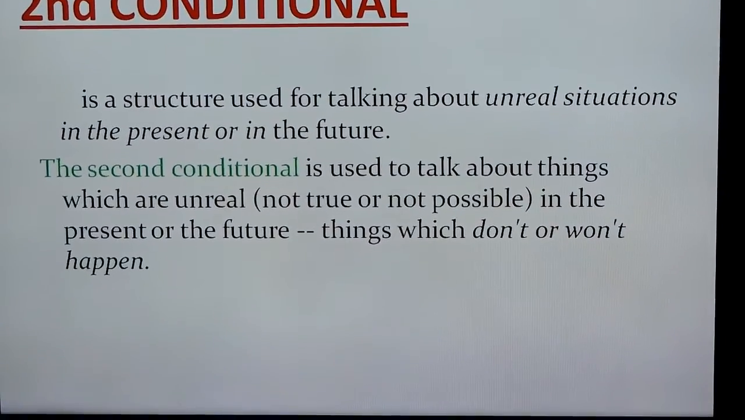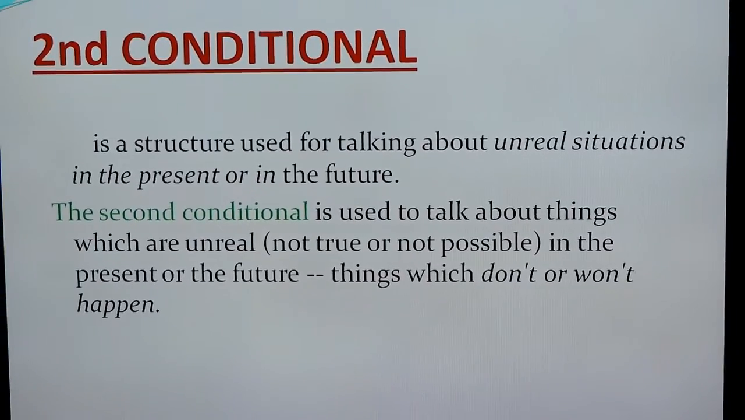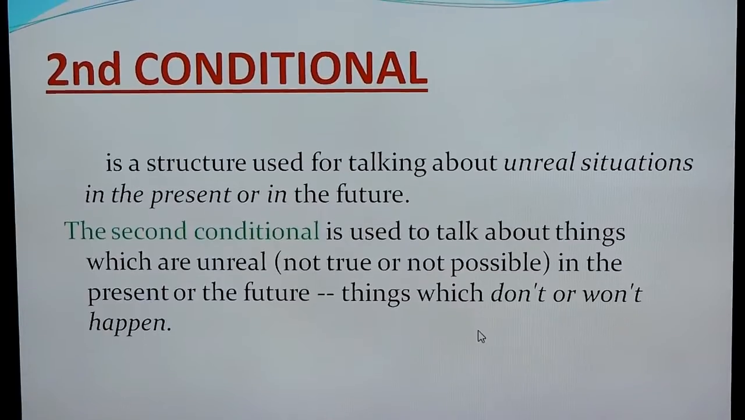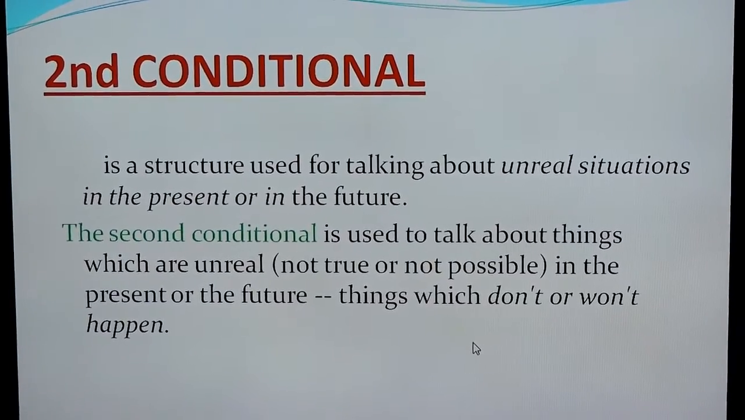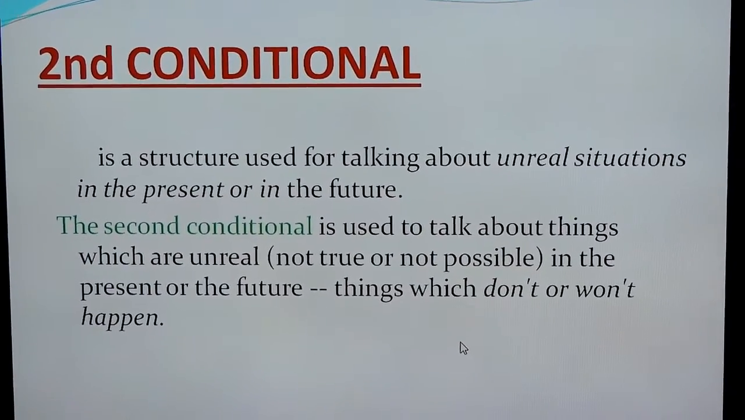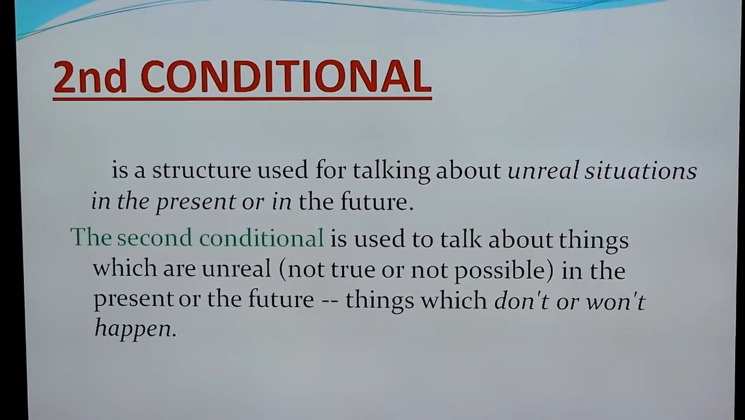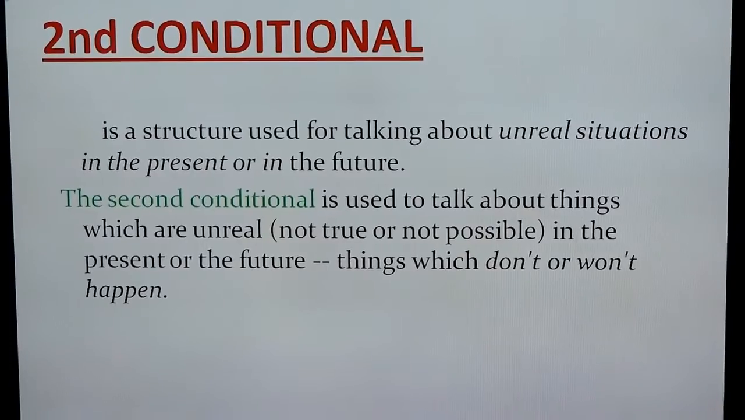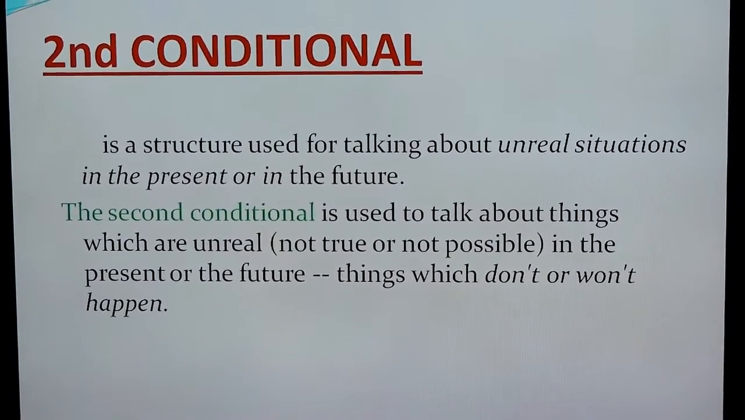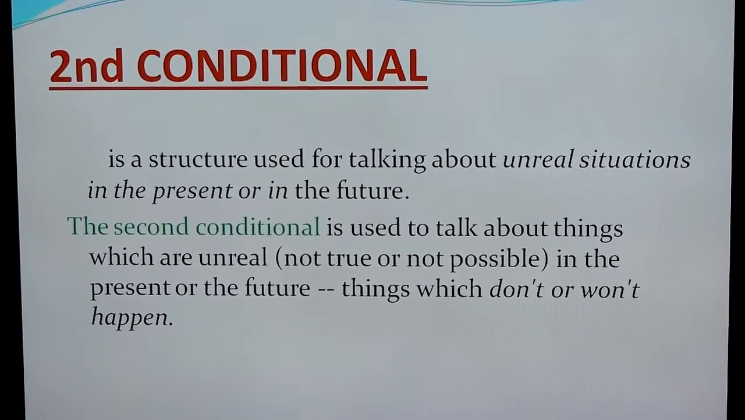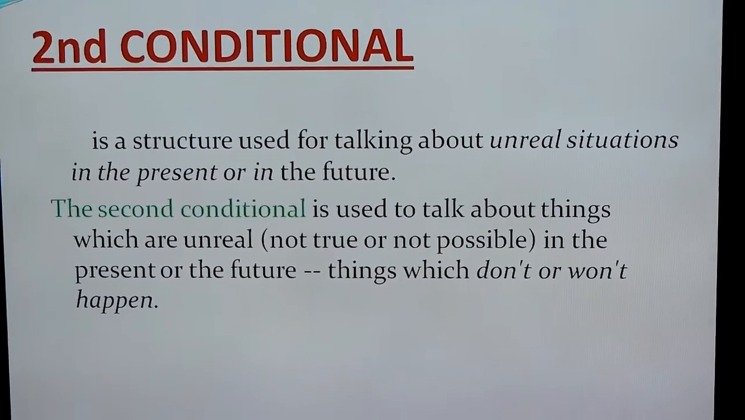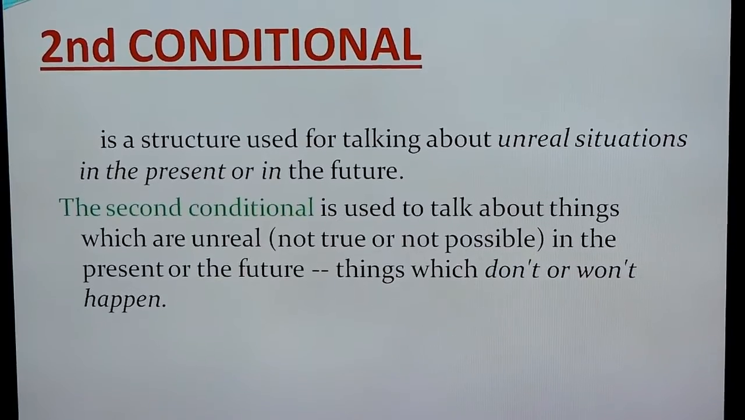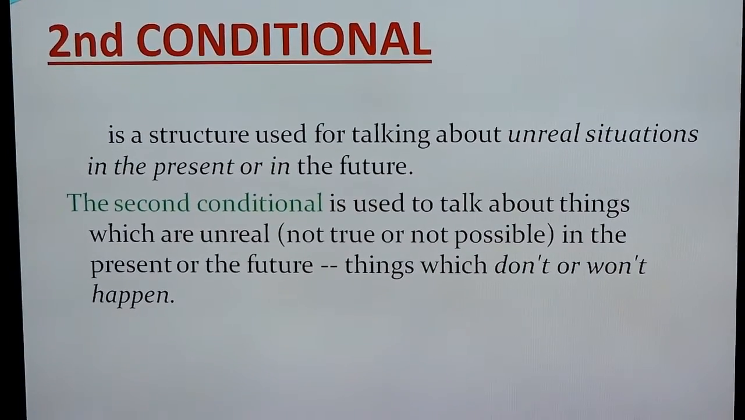Let's see the second conditional, which we know as conditional type 2. It is a structure used for talking about unreal situations, which means we talk about something which is not real in the present or in the future. The second conditional is used to talk about things which are unreal, not true, or not possible. So it is impossible to happen in the present or in the future. Things which don't or won't happen.